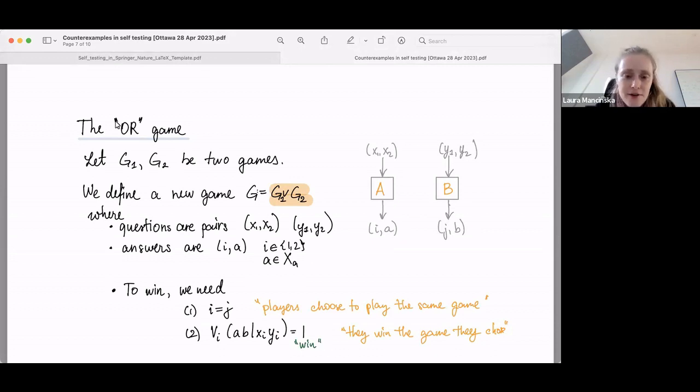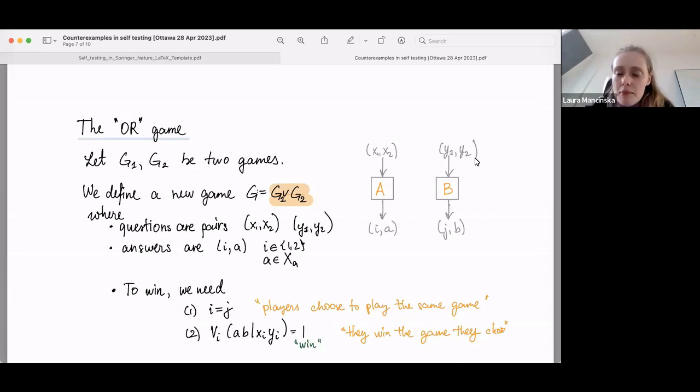Let me show you how to define an OR of two games. Here we have G1 and G2, and this is going to be my notation for the OR game. What are the questions? What are the answers? And what is the winning condition? Alice and Bob now are going to get a pair of questions. Think of the first question as being from the first game and the second question from the second. Similarly for Bob, Y1 from the first game, Y2 from the second.